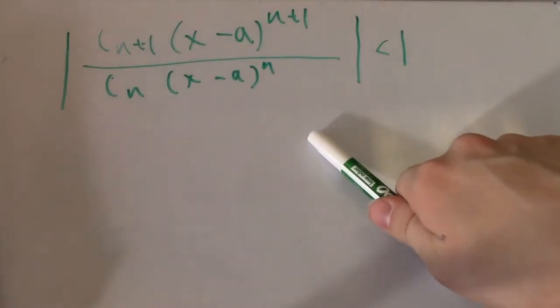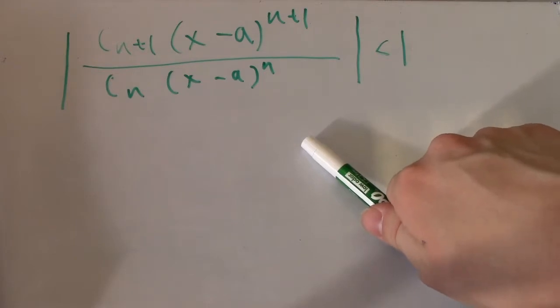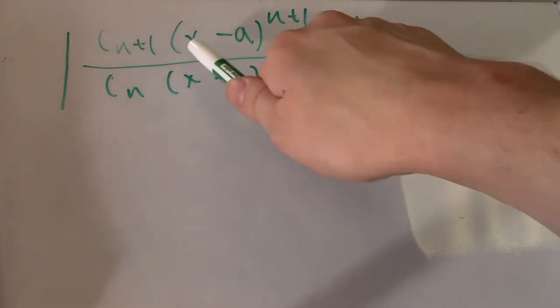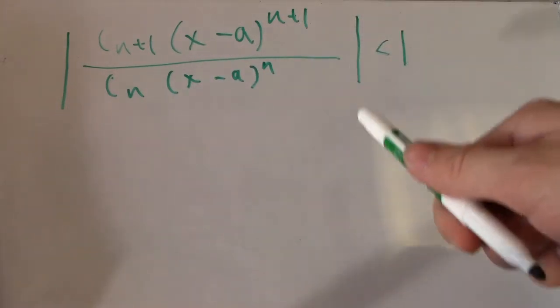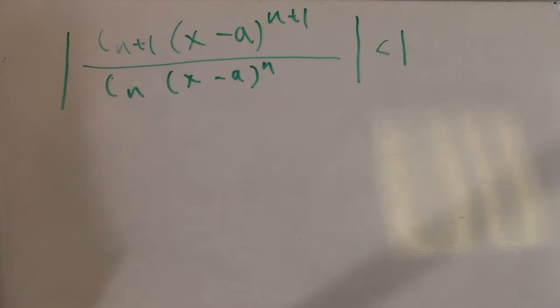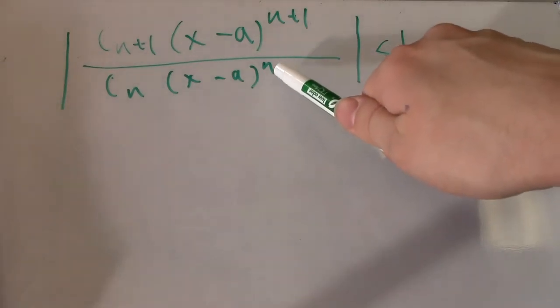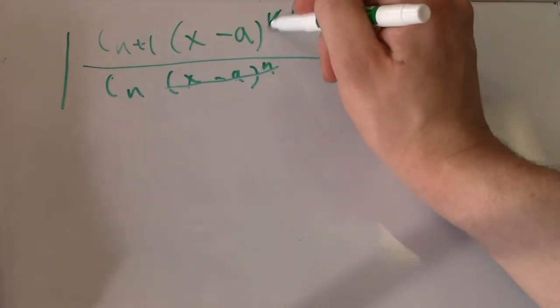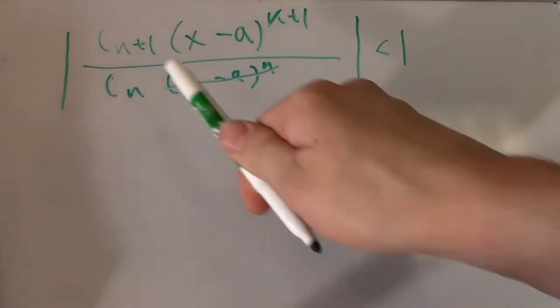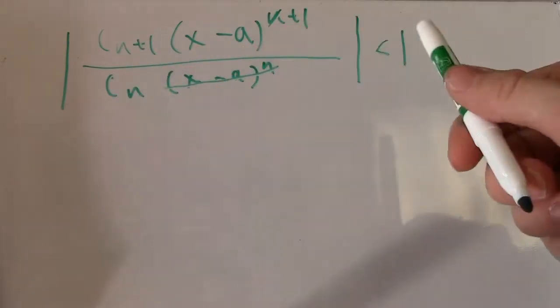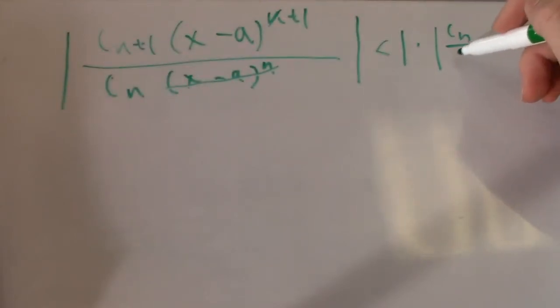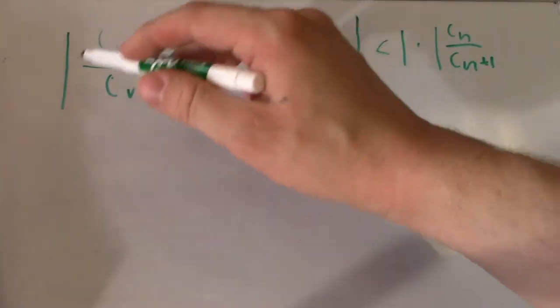Now, we can simplify a few things. As a property of exponents, when we are adding exponents, we can rewrite that as x minus a to the nth times x minus a to the first, which is just x minus a. Because we have an x minus a to the nth on the bottom and on the top, those can cancel. Now, we also want to move our coefficient ratio to the other side, and to do that, we multiply by the absolute value of the reciprocal. We have to use the absolute value because we have the absolute value over here.